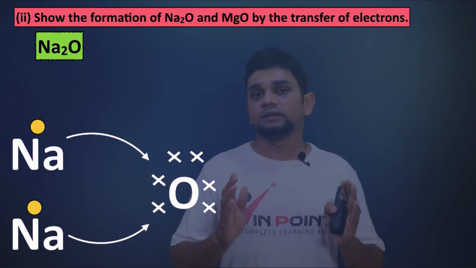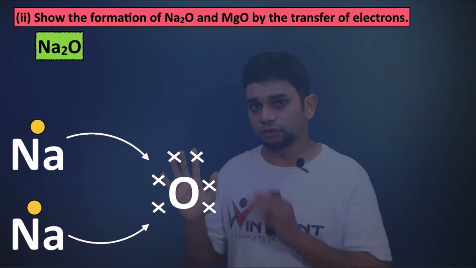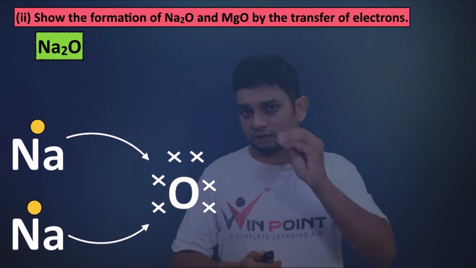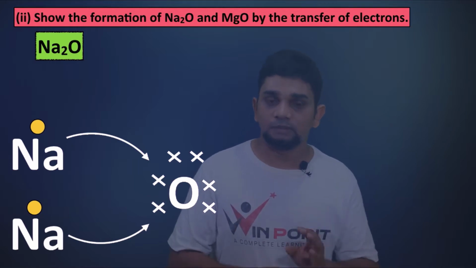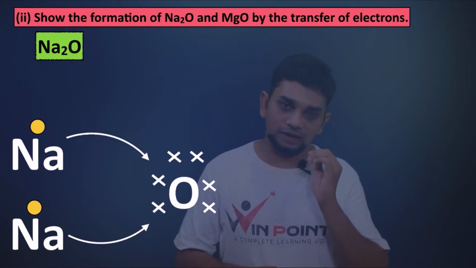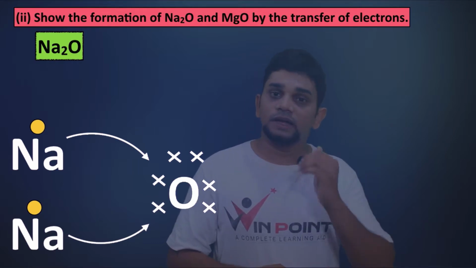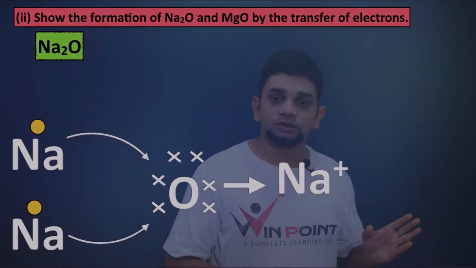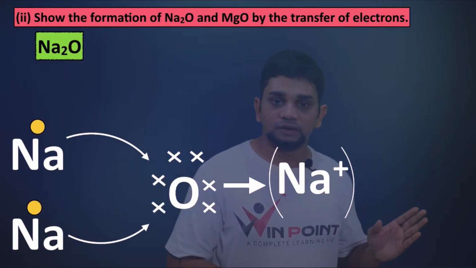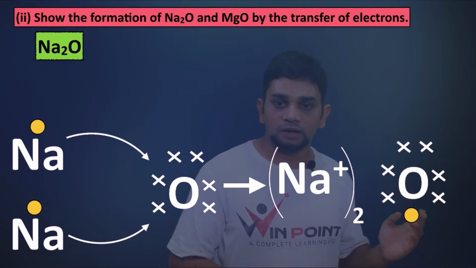When you are drawing this in the exam, you need to show an arrow. Here like this, you need to show an arrow. If sodium is losing one electron, what will be the charge of sodium? Plus charge, Na plus. If an atom is losing one electron, it will be positive in charge. If an atom is getting electron, it will be negative in charge. Na plus, 2 Na plus are there. Na plus 2 and 2 electrons from sodium, 1, 2.